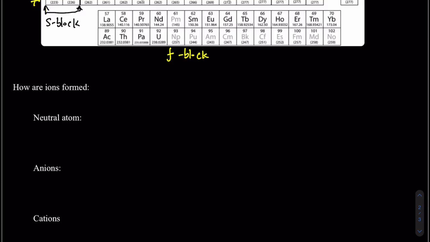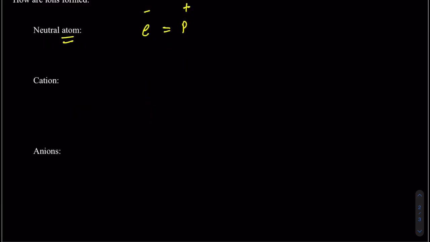If I have a neutral element, what I said earlier is that the number of electrons is equal to the number of protons, because remember, the electrons carry the negative charge and the protons carry the positive charge, so they are electrically neutral. As soon as they are not the same, that's when you're going to have an extra charge. Now let's talk about how you make cations and anions.